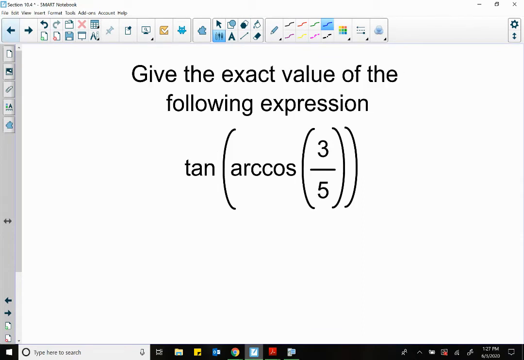Okay. So let's talk through this one real quick. First, just focus on the inside. We want to know, what is the angle whose cosine is 3/5? Now, if you go to the calculator, it's going to give you some weird information here, because if you go to our chart, this is not on the chart.